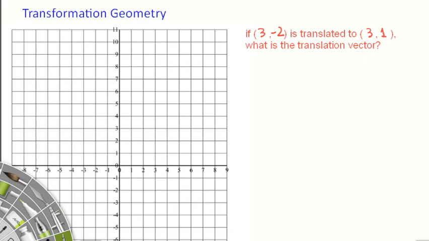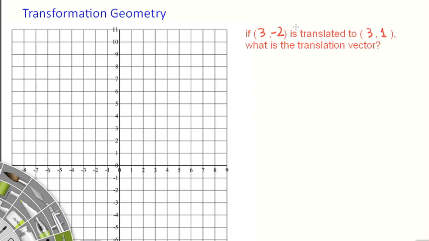Okay, so our problem could be something slightly different. It could give us 2 points. We could call them P and P prime, or anything that you would prefer. And we might be asked, what is the translation vector? Now this is actually quite simple, right?